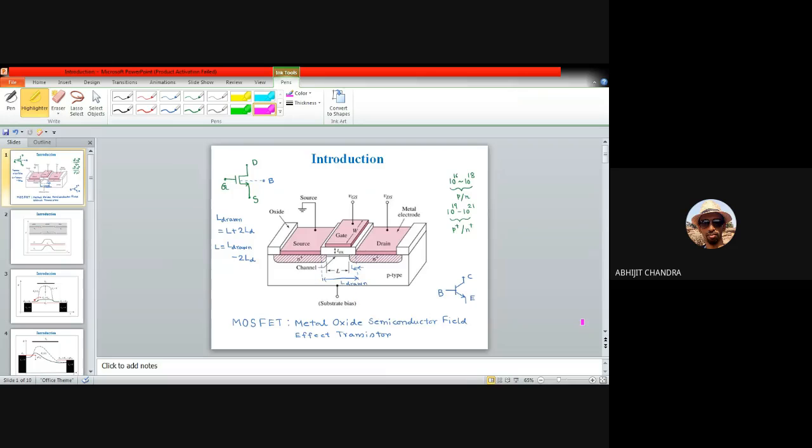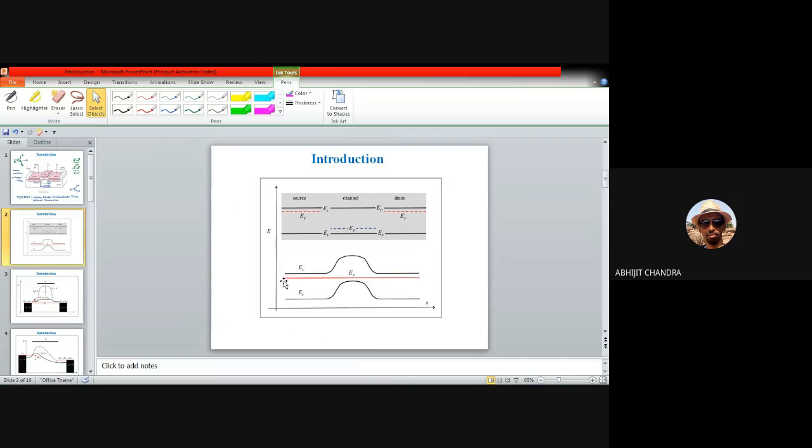Now, to understand the behavior of this particular device, let us go to the energy band diagram. You are already familiar with this energy band diagram. As you can see over here, we have three different regions. This one is known as the source region, this one is known as the drain region, and between these two, we have a channel region.